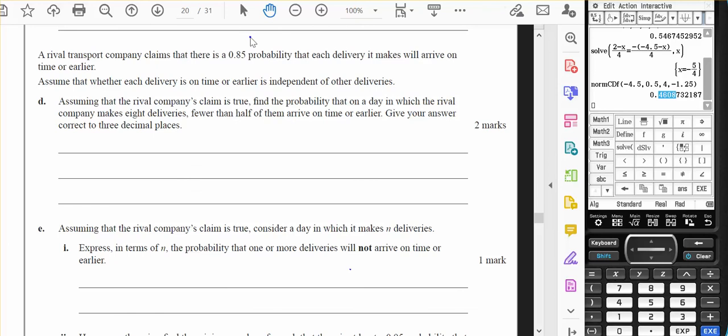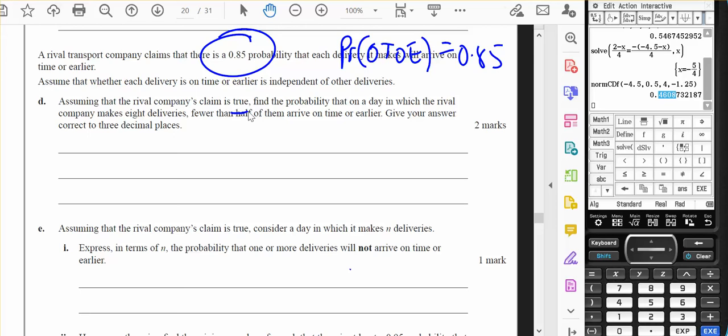Okay, so a rival company claims that 85% will arrive on time. So probability on time or earlier is 0.85. Assuming that probability is true, so that is the case.